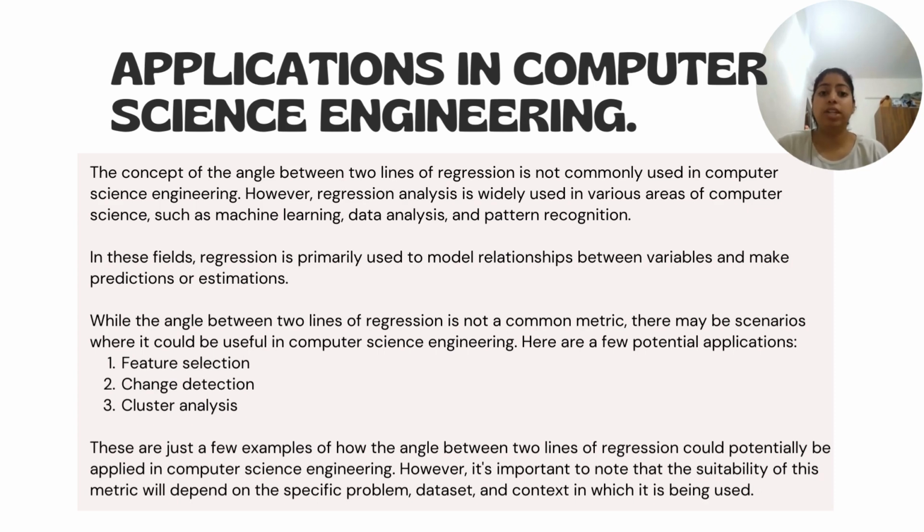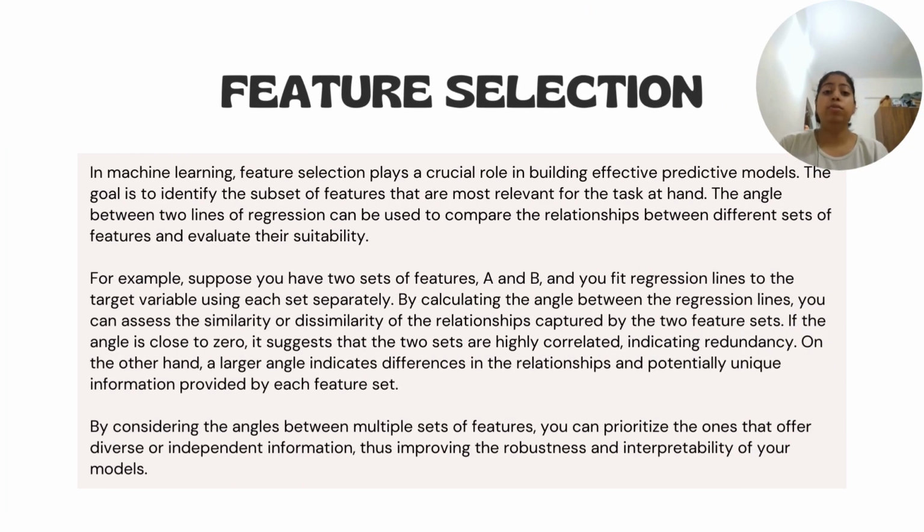Here are a few potential applications: feature selection, change detection, and cluster analysis. These are just a few examples of how the angle between two lines of regression could potentially be applied in computer science engineering. However, it is important to note that the suitability of this metric will depend upon the specific problem, dataset, and the context in which it is being used. Now, let's look at the first application, that is feature selection.